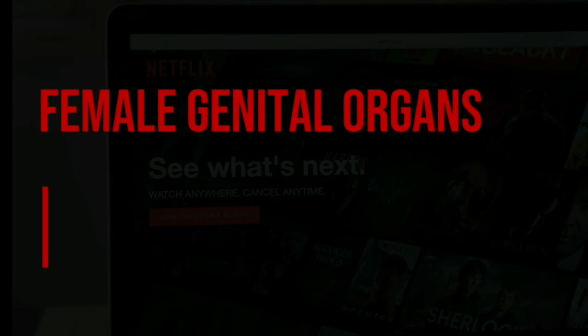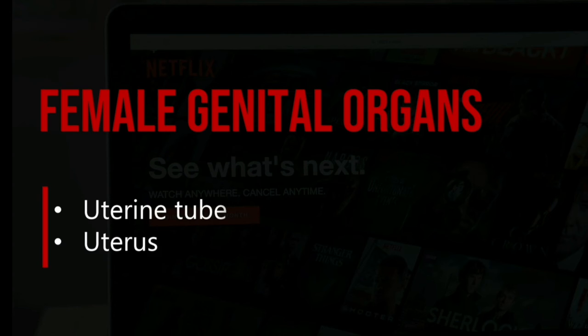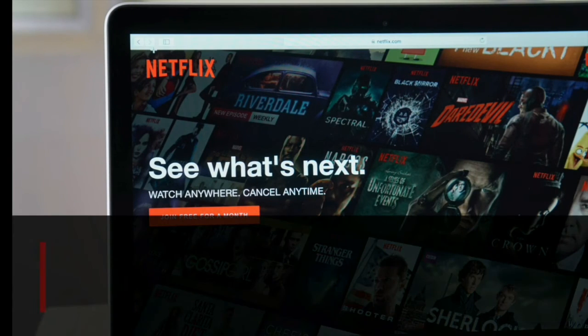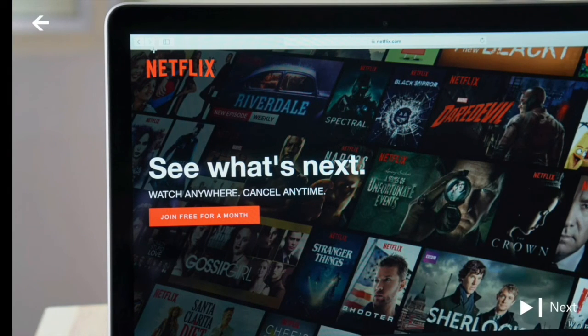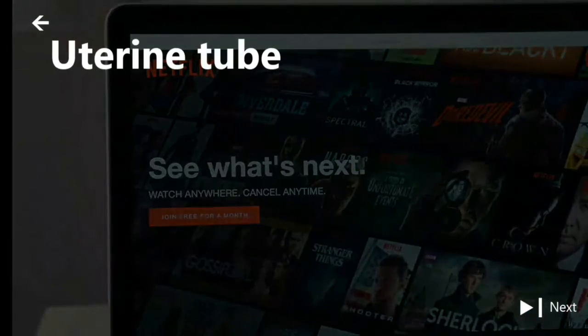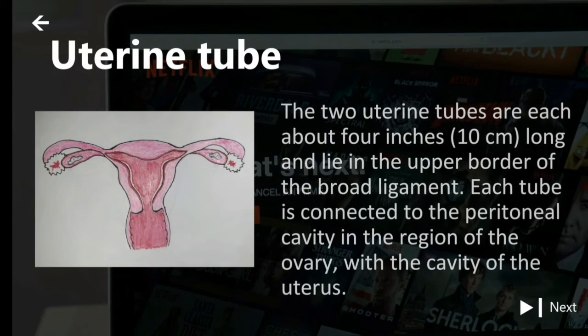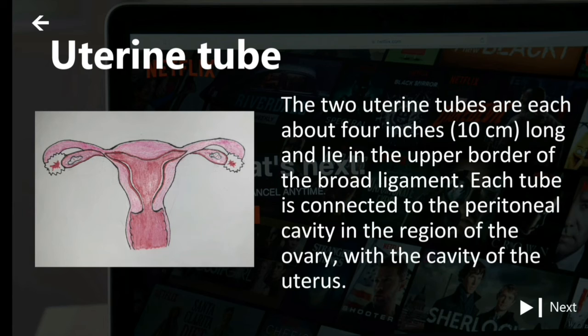So now we'll be discussing the female genital organs, the uterine tube and the uterus. First up is the uterine tube. We'll be talking about its description, parts, and functions. The two uterine tubes are each about 4 inches long and lie in the upper border of the broad ligament. Each tube connects the peritoneal cavity in the region of the ovary with the cavity of the uterus.